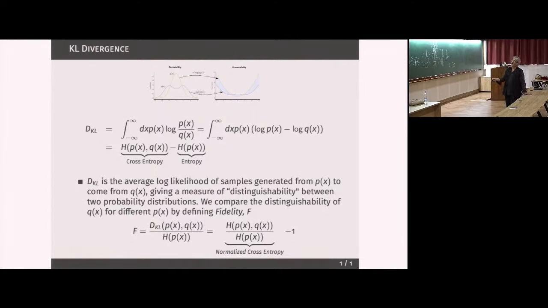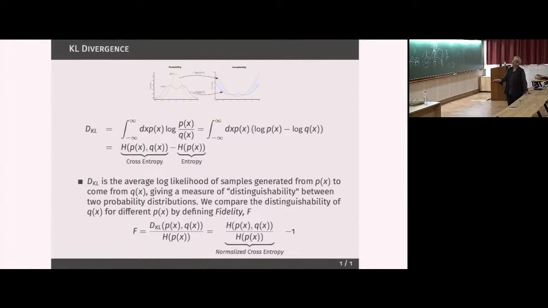But what this allows you to interpret is the following, that the KL divergence, the Kullback-Leibler divergence, is the average log likelihood of samples generated from P of x to come from Q of x, giving a measure of distinguishability. So you can reinterpret this as an average log likelihood of samples.